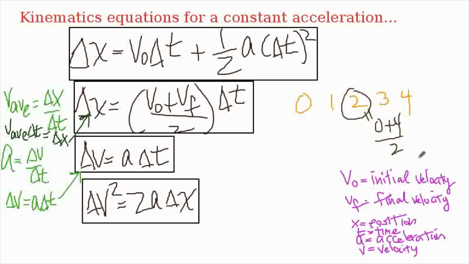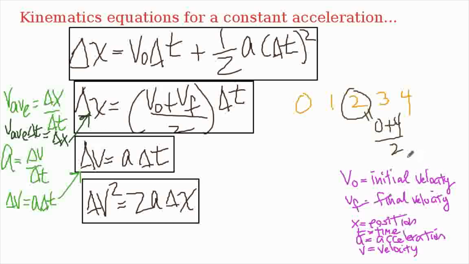If you have numbers that are equally spaced, the average will be the number in the middle, which is equal to the first and last divided by 2. This only works, it doesn't work for every set of numbers, it only works if you have numbers that are changing at a constant rate. But isn't that exactly what we have if we have constant acceleration? Doesn't that mean that the velocity is changing at a constant rate?